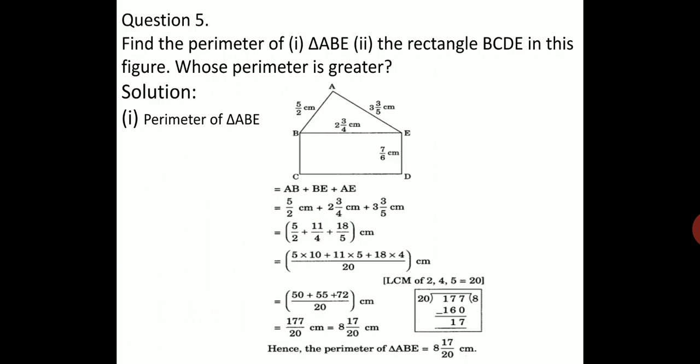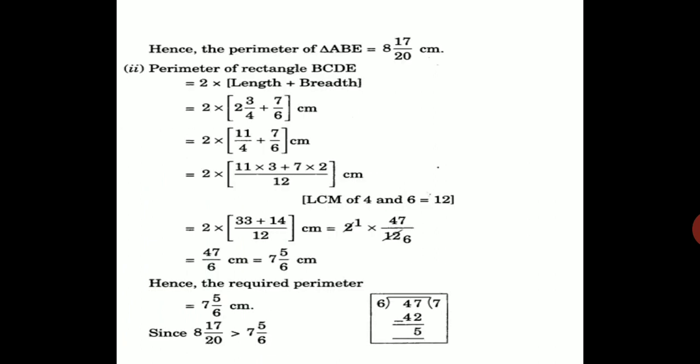Is this clear to you? You can understand easily. Now come to the next slide. We are now finding the perimeter of a rectangle BCDE. Now what is the perimeter of a rectangle? Perimeter of a rectangle, we have already discussed in the previous question. It is 2 times length plus breadth. 2 times, in bracket, length plus breadth.